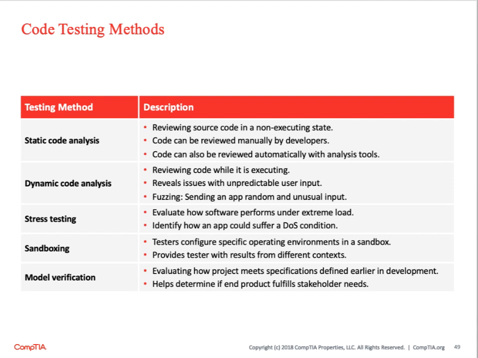Stress testing is used to evaluate how the software is going to perform under an extreme load. The primary purpose is to identify whether the application can suffer from a denial of service condition when it has a high level of resource consumption. Sandboxing is the ability of the tester to configure specific environments in a state in which they're not going to affect anything else, right? It's an isolated environment from the rest of the network, and it provides the tester with testing results in different contexts.